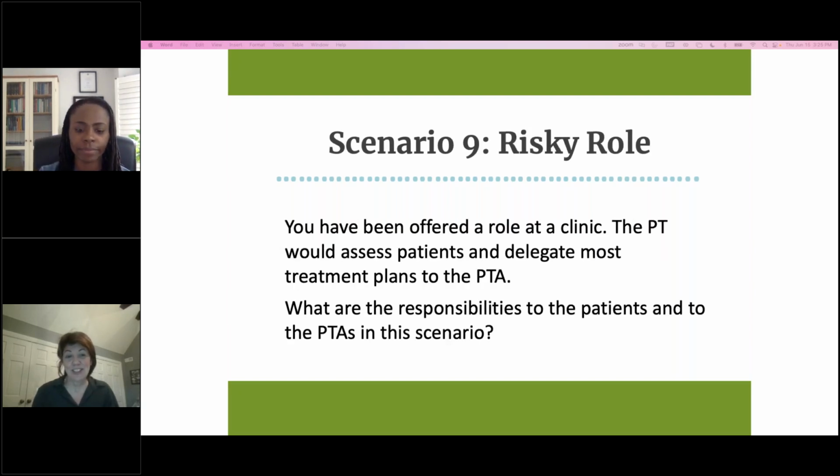The next question to you, Abbi. A physiotherapist has been offered a role at a clinic. That physiotherapist would be assessing patients and delegating most treatment plans to the PTA. What are the responsibilities to the patients and to the PTAs in this scenario?